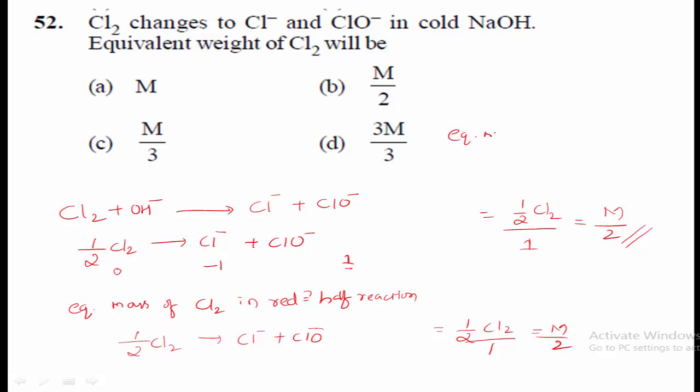Therefore equivalent mass in overall reaction, how much it is? Equivalent mass for overall reaction. This is reduction and this is oxidation. So here 1 unit changes, here 1 unit changes. When we consider this reaction, it will be M by 2, and for the oxidation half reaction, it is again M by 2. So equivalent mass for overall reaction will be M by 2 plus M by 2 is equal to M by, M. Sorry, it is equal to M. Therefore option A would be the right answer.